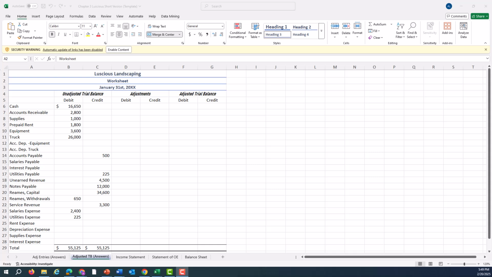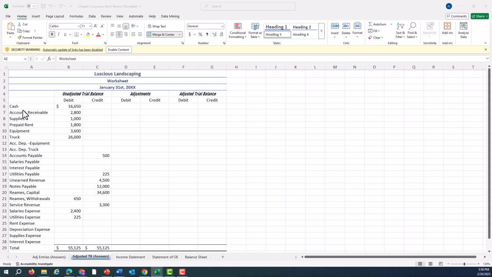In this example problem, we're going to be Luscious Landscaping. We're a landscaping company that is going to attempt to make its financial statements so we can share our financial information with people that want to know something about our company.